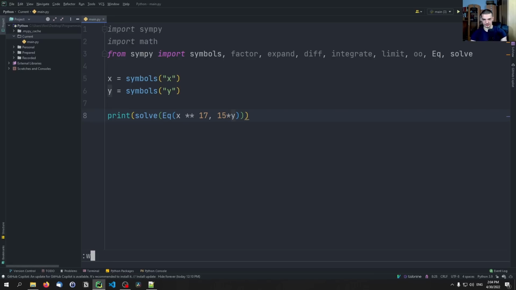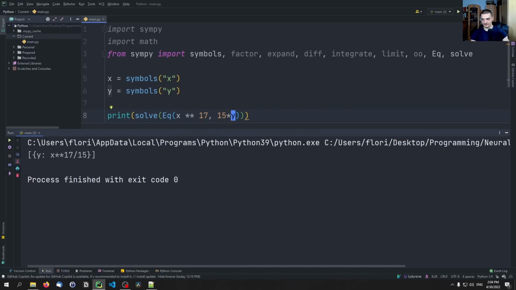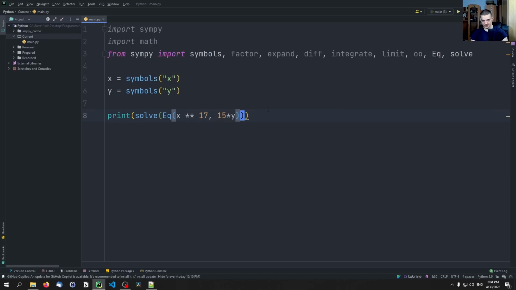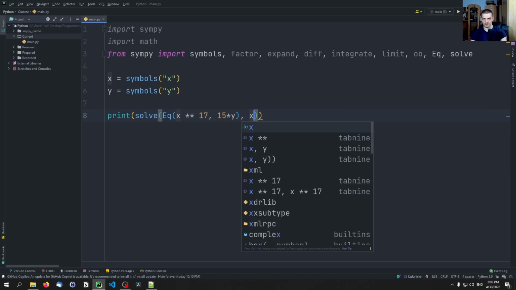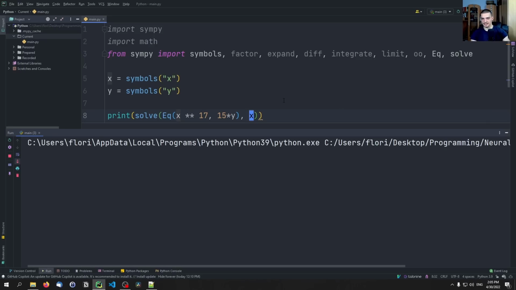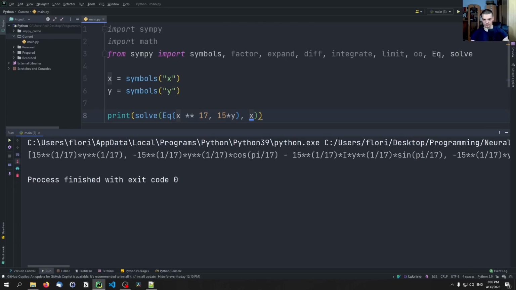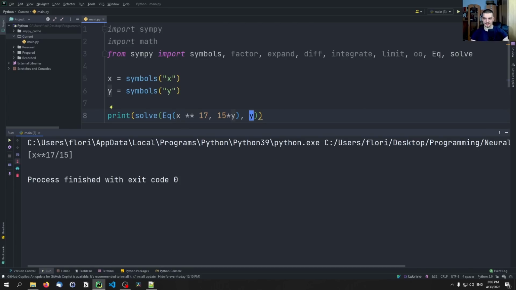You can also include symbols here. And of course, in this case, I didn't specify what to solve for, but I can solve for x again. And then I get some solutions. I can solve for y, and I get different solutions, and so on.